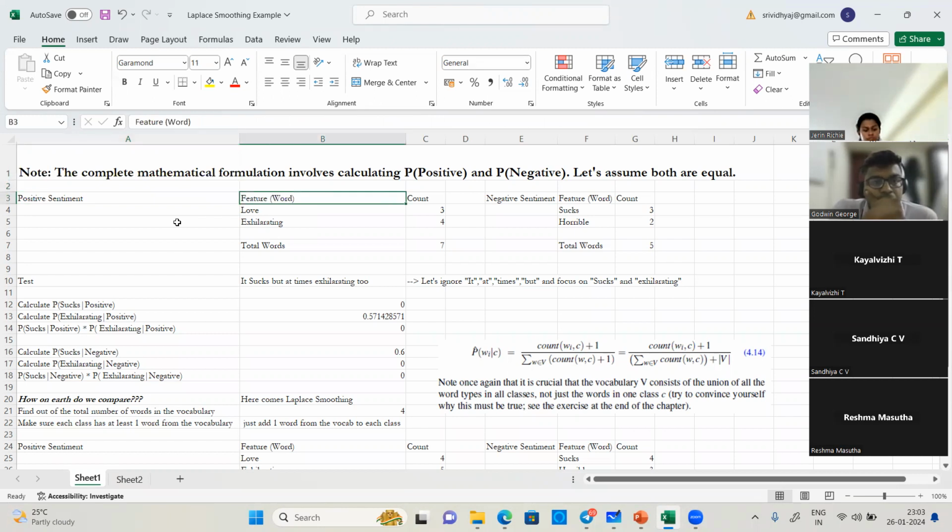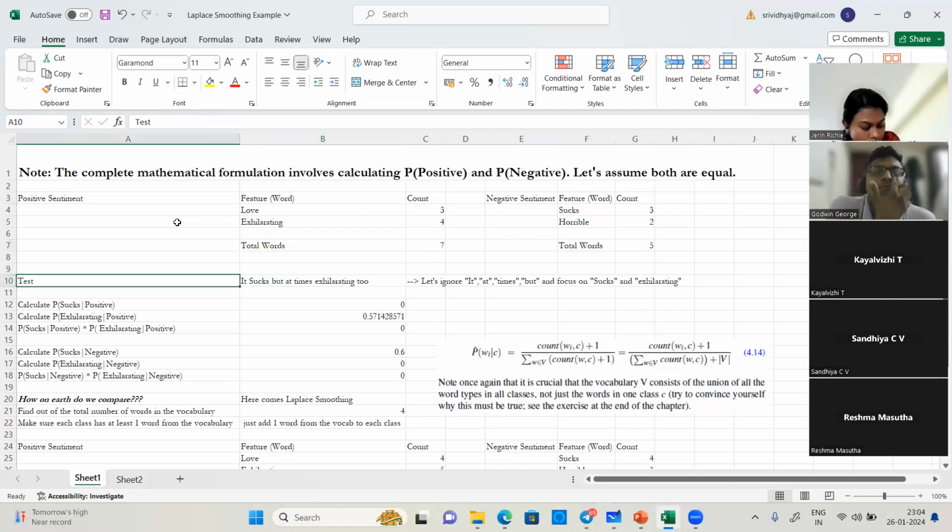Positive sentiment. These are the features, which is a bunch of words. Love, exhilarating, 2 words. The count of love is 3. The count of exhilarating is 4. Evidently, total number of words is 7. No problems there. Negative sentiment. These are the 2 features, sucks and horrible. The count of sucks is 3. The count of horrible is 2. Total number of words is 5.